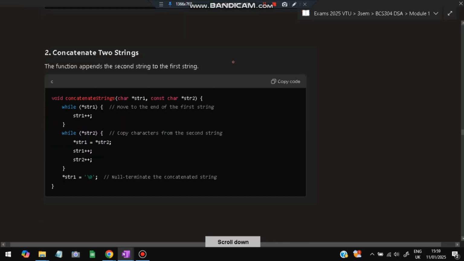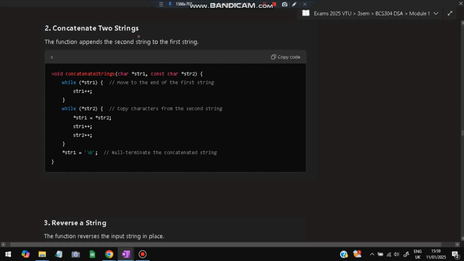Okay, moving on, the next one they have asked is concatenation of two strings. Concatenation means what? If I write abc here and I write doll here, okay, so concatenating these two strings, what will happen is abcdoll. Okay, this is known as concatenation, adding up and joining two strings.